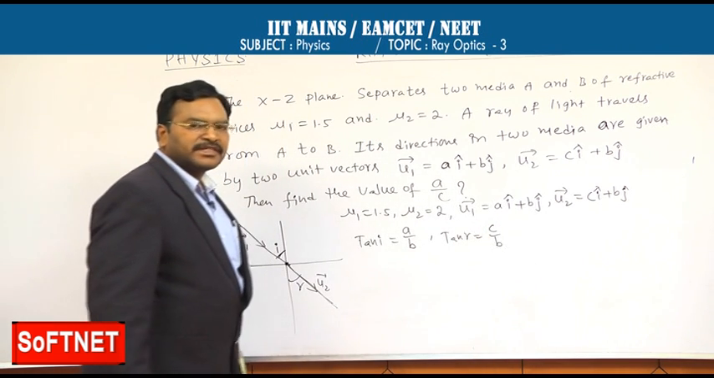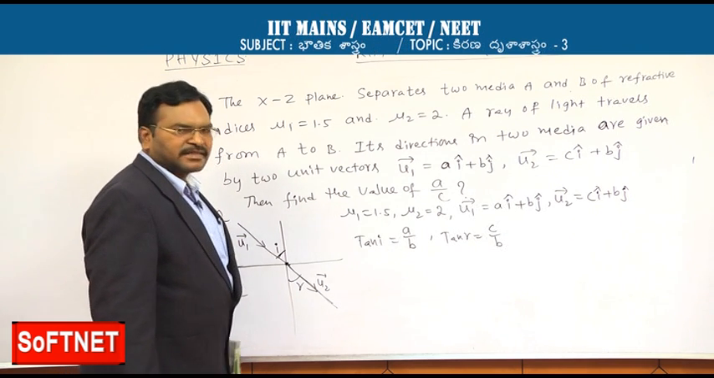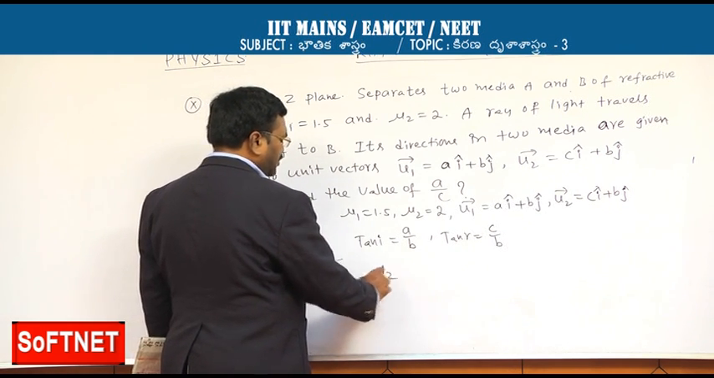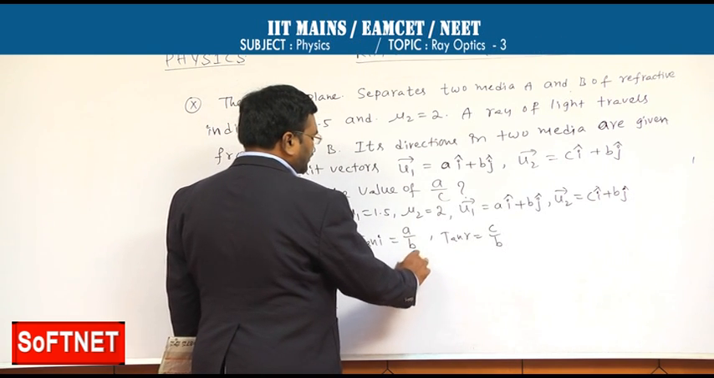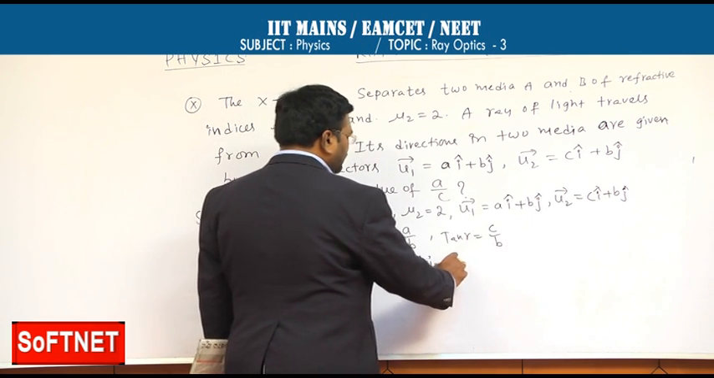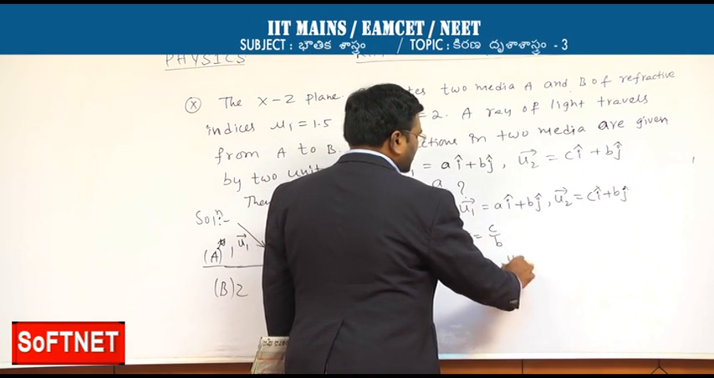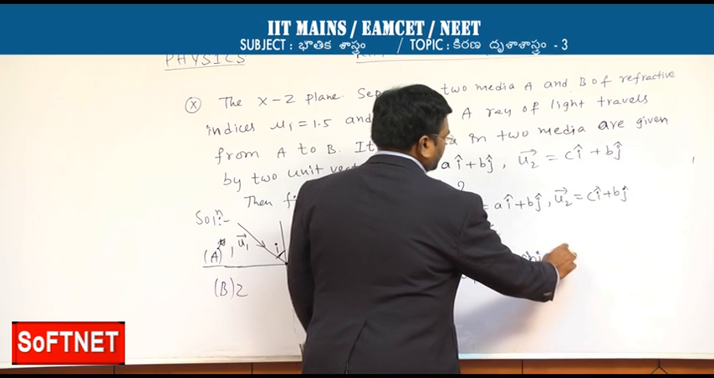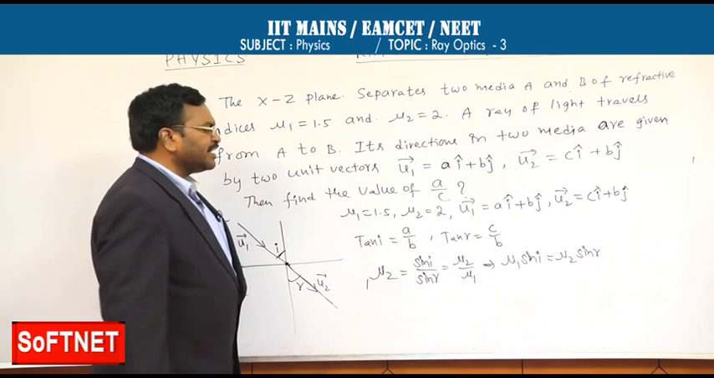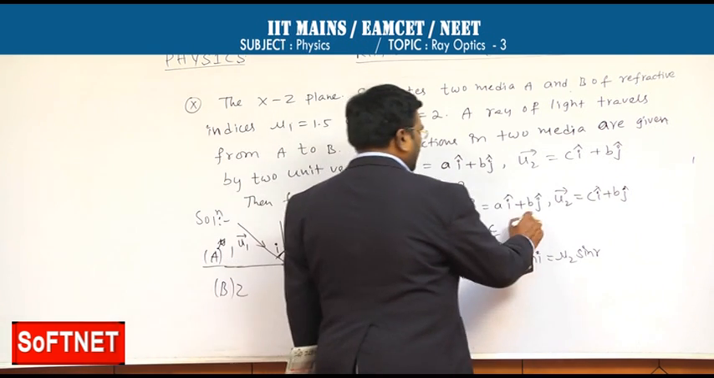From this, what is the refractive index formula? Mu is equal to sin I by sin R. The refractive index of the second medium with respect to the first medium, mu2 1, is sin I by sin R, which means mu2 by mu1. From this we get mu1 sin I is equal to mu2 sin R. Now the question is to find the value of A by C.